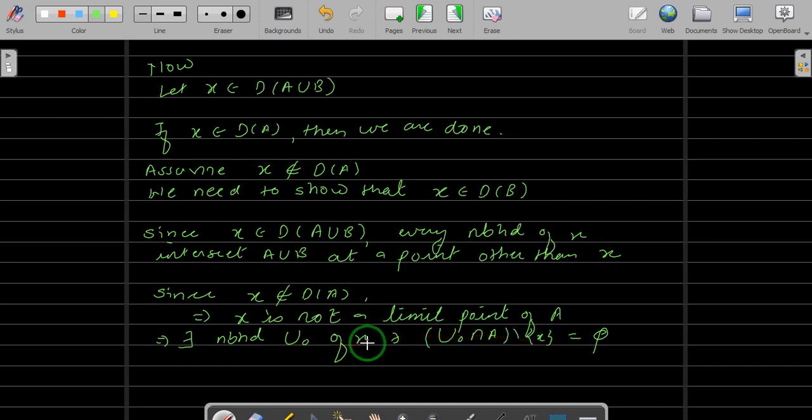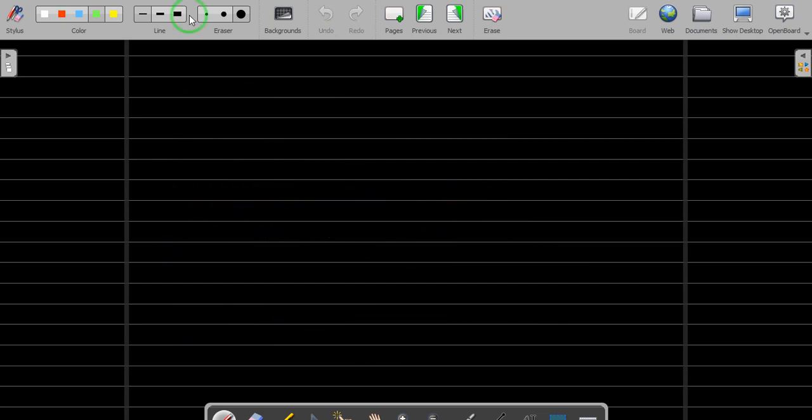So u naught is a neighborhood of x that will not contain a point of A. We have to show that this x is in the derived set of B. That means we have to show that x is a limit point of B. So let us take a neighborhood of x. Now let V be a neighborhood of x. We will show that this V will contain a point of B other than x. That means x belongs to the derived set of B, and we are done.